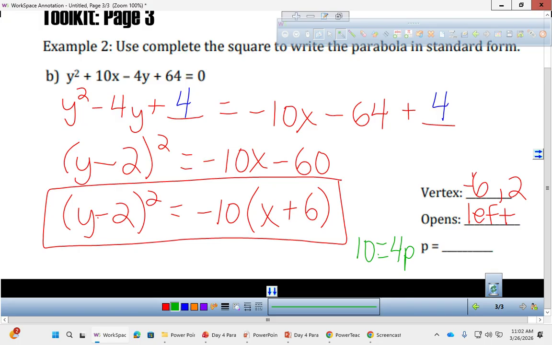So if I divide both sides by 4, I get 2.5 for that. So my radius to the left and right is 2.5. I'm going to go left and right because of the way it opens, whereas the other one, my radius was an up and down radius.